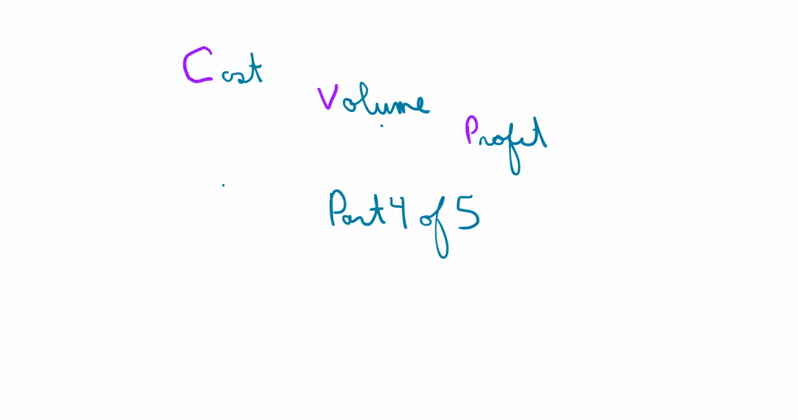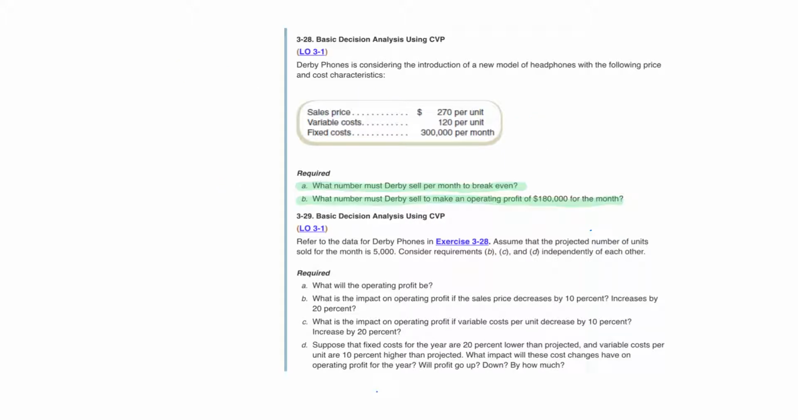In video 4, we're going to look at a couple of problems taken from an earlier edition of the textbook. Just to make sure we know how to do cost, volume, profit problems, we're going to look at Part A and Part B for problem 328, and then we'll look at Part A and part of Part B for 329.